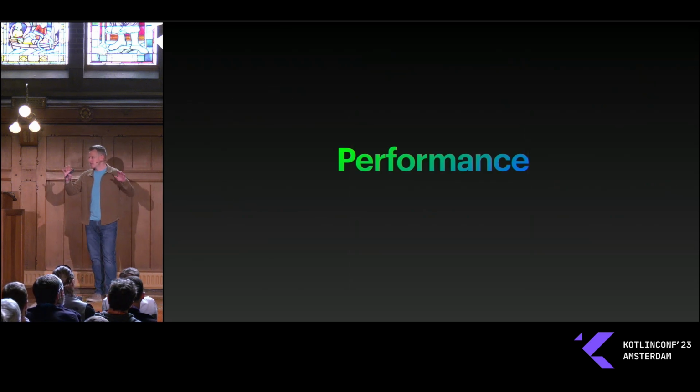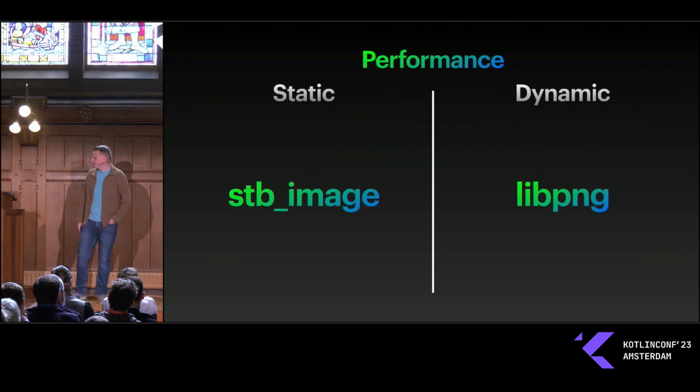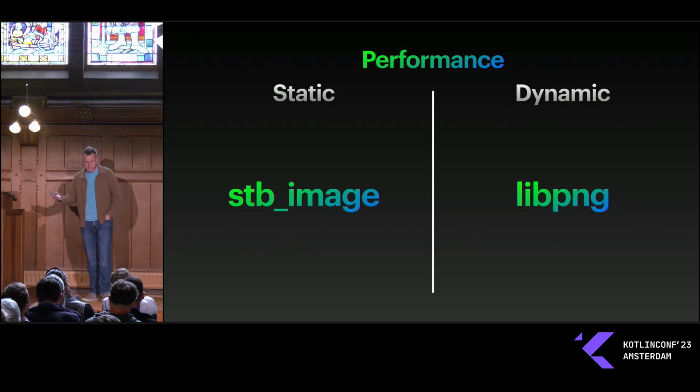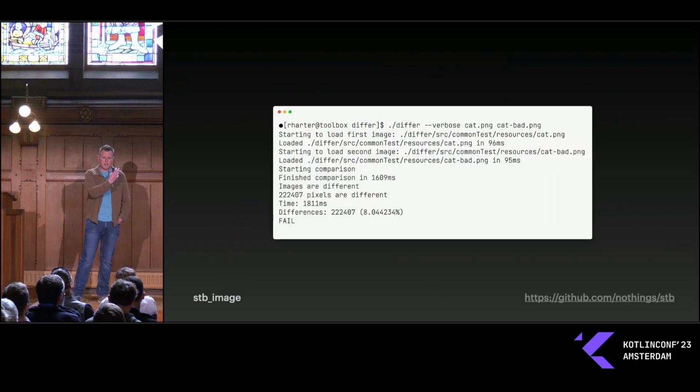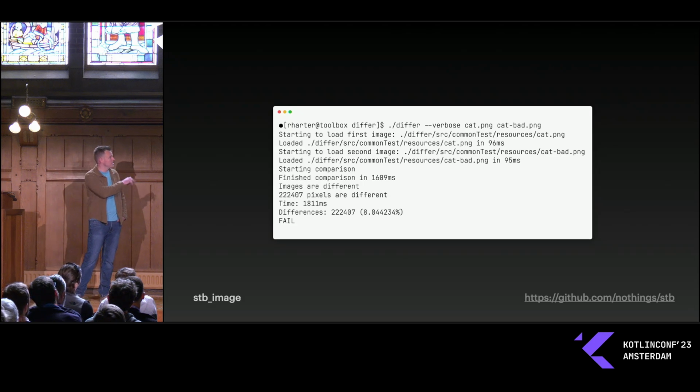I've heard forever that Java's so slow, blah, blah, blah. It's really tiring. So, what does native look like? In this case, we're going to go back to STB image and libPNG. As I ran this to test it out, I added some more logging and that kind of stuff. And you'll notice this is with STB image.